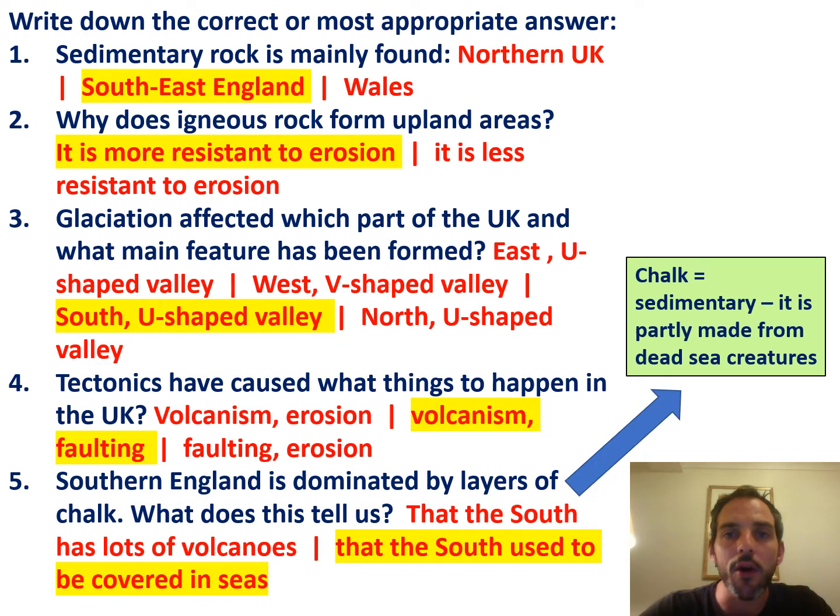Okay, so here are your answers, and if you had time to do the challenge at the end, how do we know that the south used to be covered in seas? Because it's made from chalk, and chalk is made from dead sea creatures.